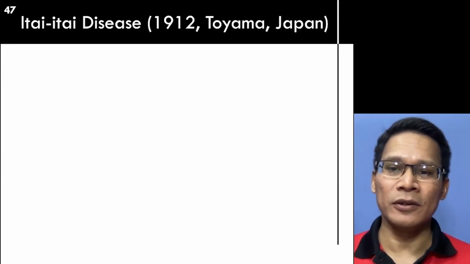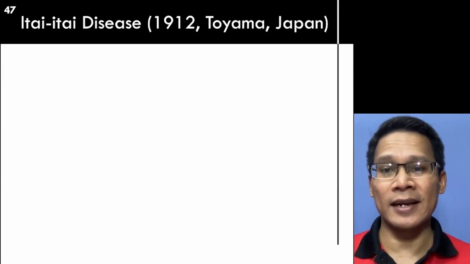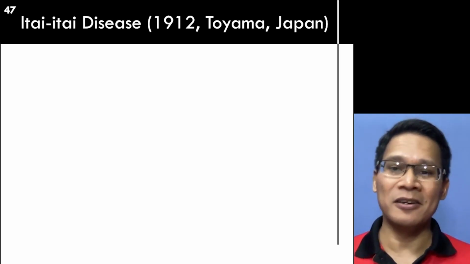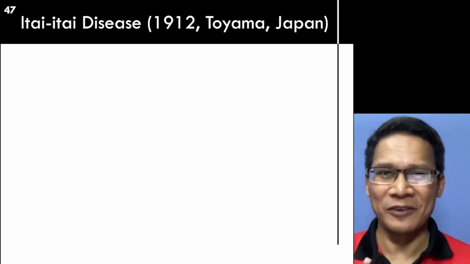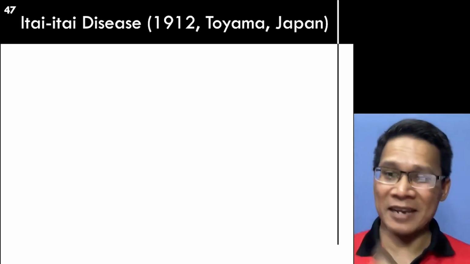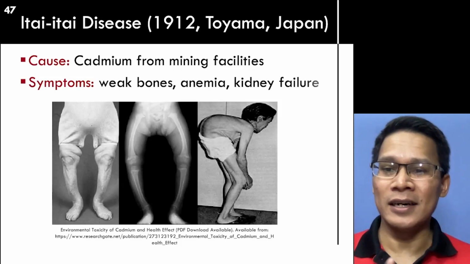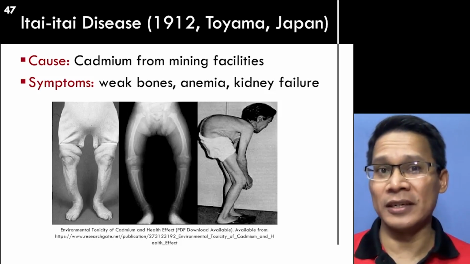In 1912, during the final years of the Meiji era in Japan, and manga was just a fruit, I'm so sorry for this lameness, a cadmium poisoning incident occurred in the Toyama prefecture in Japan.